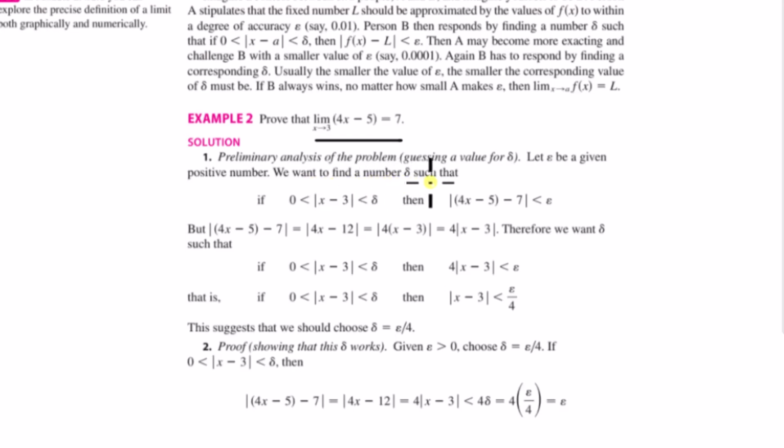We want to find a number delta such that for any x, so this could be as small as we want, any absolute value of x minus 3, any distance from 3, to the left or right of 3, is between 0 and delta. If this is the case, then the absolute value of the distance of the function from 7 is less than epsilon. Then we can specify as small a number as we want here, and it doesn't matter how small we specify, it could be 10 to the minus 500. We're going to get a finite corresponding value for this epsilon.